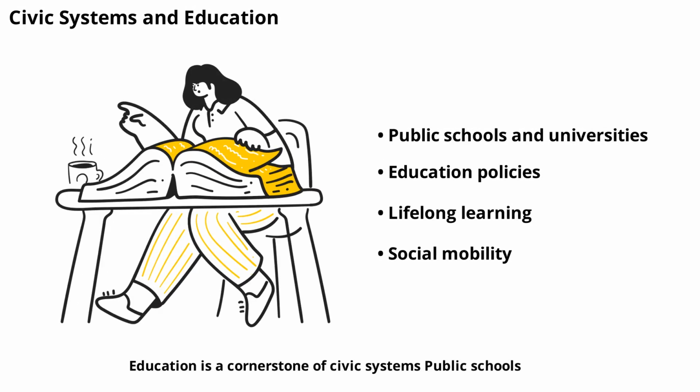Education is a cornerstone of civic systems. Public schools, universities, and vocational programs are managed by government agencies to ensure access to quality education for all. Education policies set standards for curriculum, teacher qualifications, and student achievement. Civic systems also provide resources for lifelong learning and skill development. By investing in education, civic systems empower individuals, promote social mobility, and support economic growth.